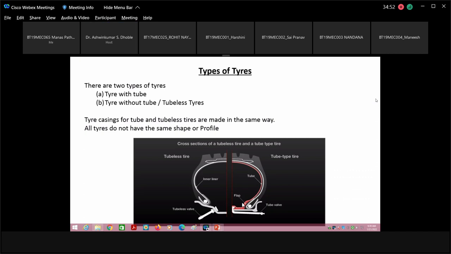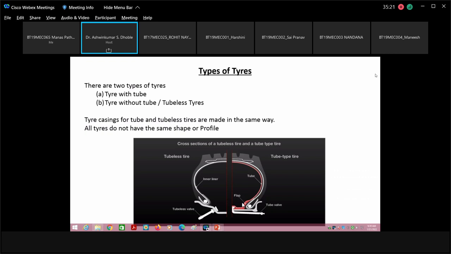Everyone is saying a lesser chance of damage. Okay, punctures are avoided. Okay, sir, how can you avoid the punctures? Because tires are made up of the same material. So for tires with tube, anyway the nail has to pierce the tire surface and then it will enter the tire and then it will puncture.